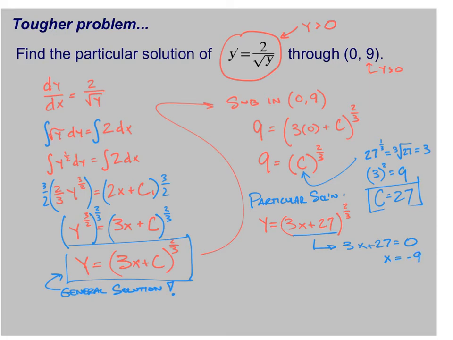But I said that y cannot equal 0. So I need to make sure I state it as this. x cannot equal -9. Okay, so what does that do for us in this problem? Remember this. Since y cannot equal 0, x cannot equal -9. We just showed that algebraically. So what do we have to do in the context of solving a differential equation?